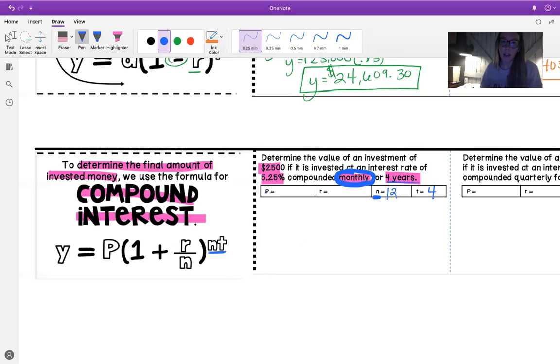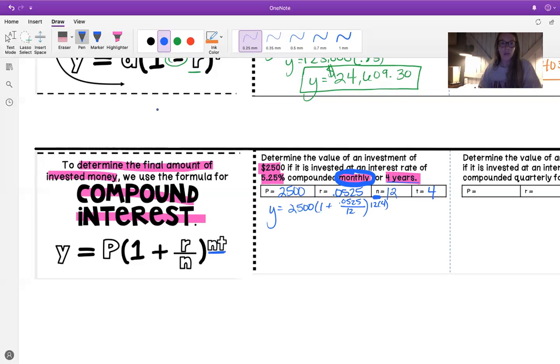All right, and then we have our starting amount. So we're starting out at $2,500, and then the rate is 5.25%. So we have to again move that decimal point over 2 places. And so there we go. So we have all of our information. We're just going to now plug it into our equation. So we have y equals p, which is 2,500, times 1 plus 0.0525 divided by 12, to the 12 times 4 power.